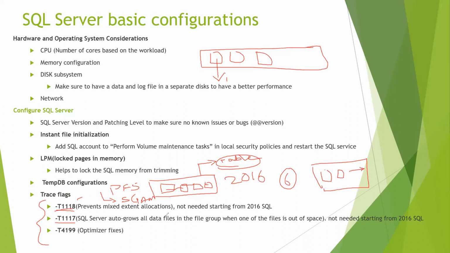But Microsoft identified, based on thorough testing, that allocating mixed extents caused some performance issues. So they released this trace flag, which removes the mixed extent feature. Microsoft detected that removing mixed extents and allocating uniform extents improved performance, so they included it in SQL Server 2016 and above, in the database engine itself.